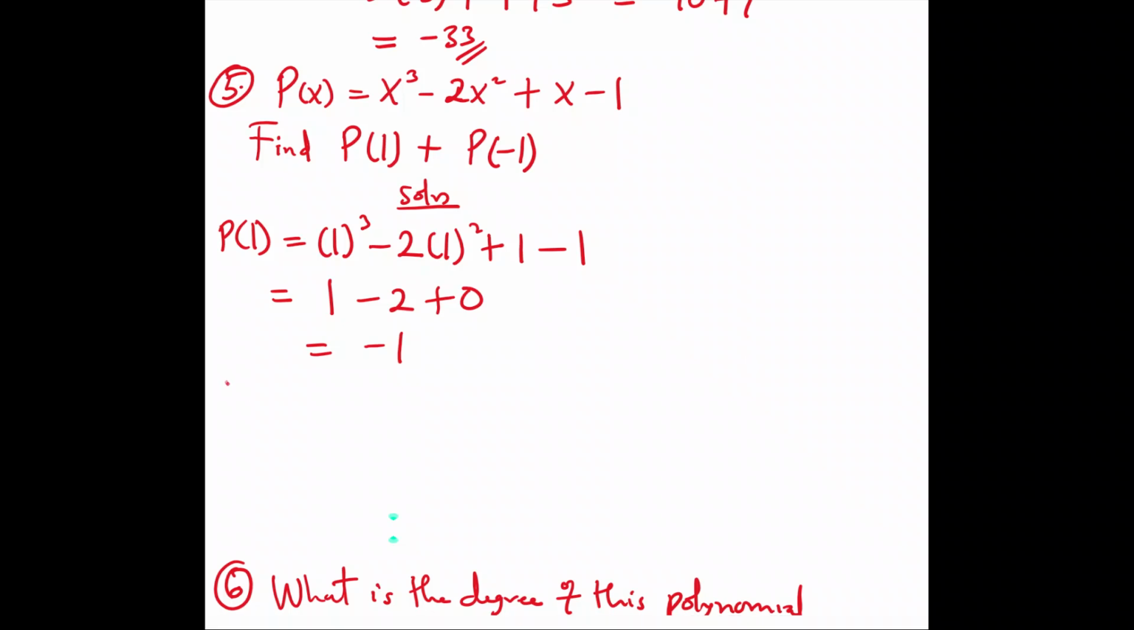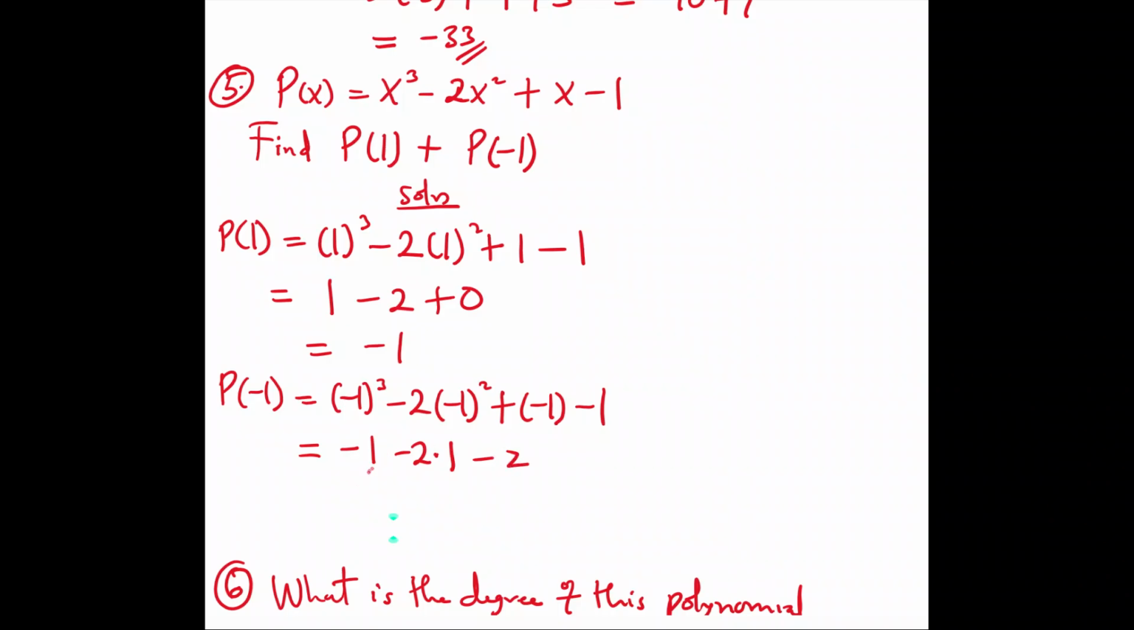Okay, so now let's find p of minus 1. So we have minus 1 raised to power 3 minus 2 into minus 1 squared plus minus 1 minus 1. Okay, so minus 1 raised to 3 is still going to give us minus 1. So minus 2 times minus 1 squared, which is 1, so that will be minus 2 times 1. So minus 1 minus 1 will give us minus 2.